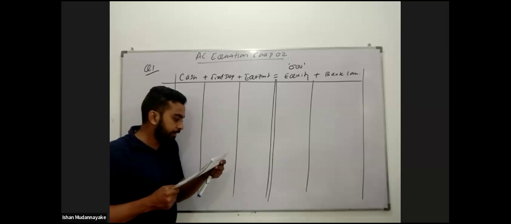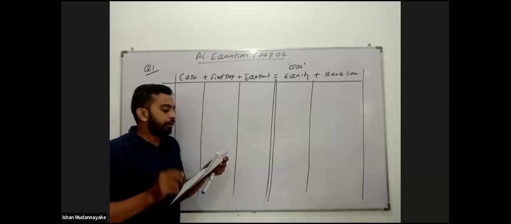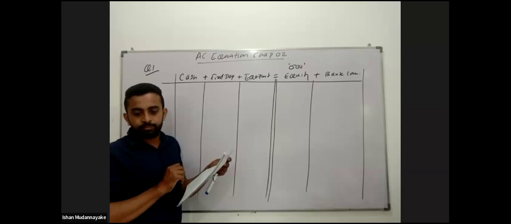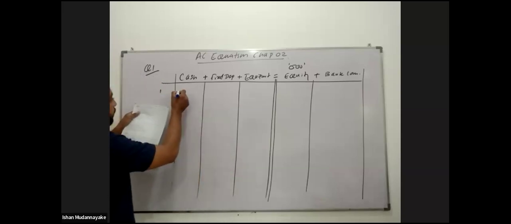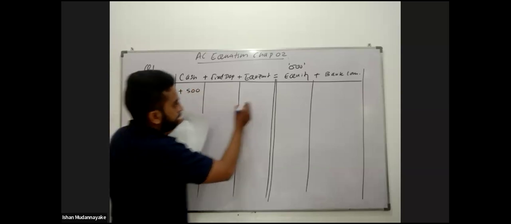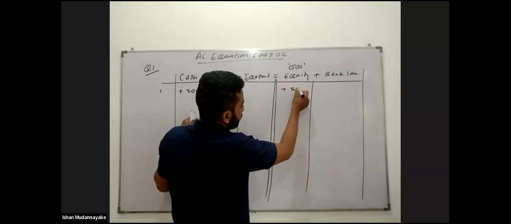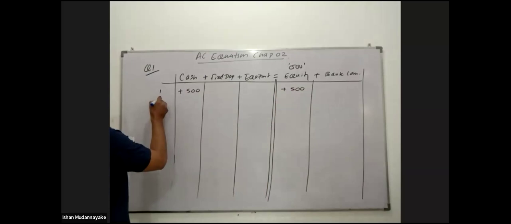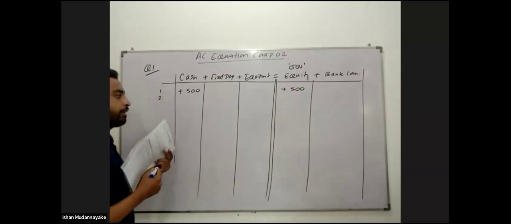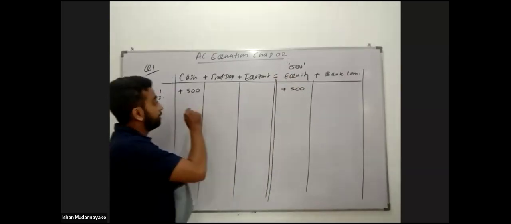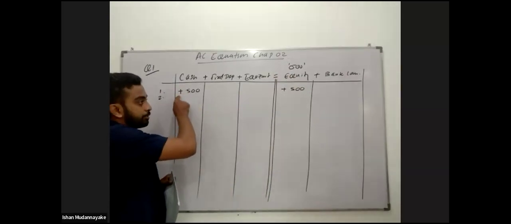First one, invested 500,000 as capital. Then cash of the business increased by 500,000, and equity increased by 500,000. Second one: cash increased by 500,000, equity increased by 500,000. Please put a plus mark.